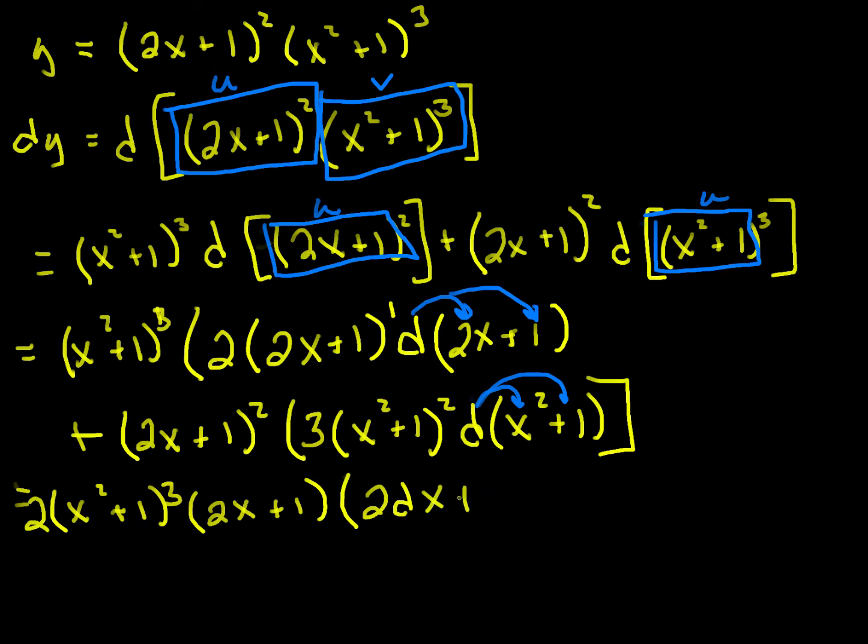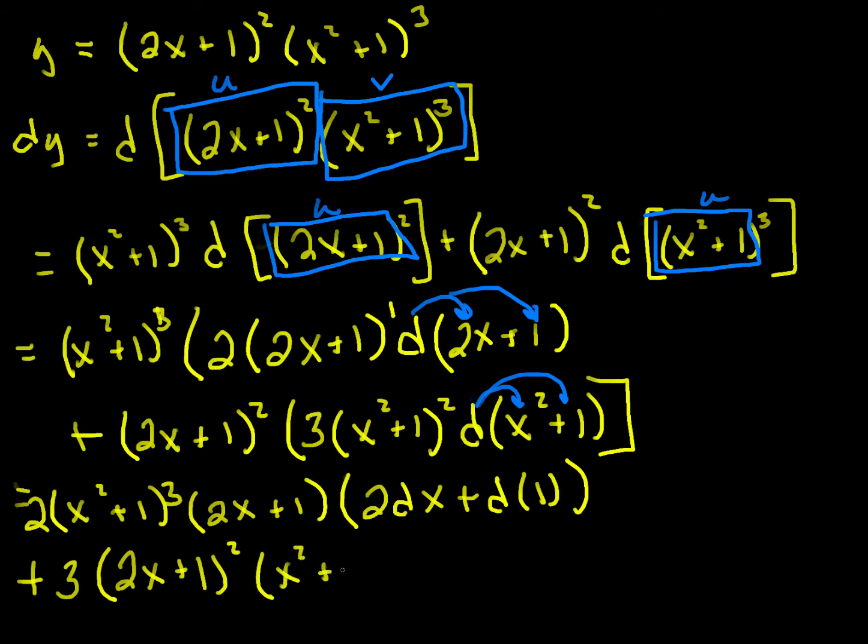And I'll write it again, but I'll probably eventually stop writing this because we should know that the differential of a constant is 0. So anyways, then here I'm going to write, so it's plus, and again I'll bring this 3 in front just to make it neat, 2x plus 1 quantity squared times x squared plus 1 quantity squared. And this becomes just d of x squared. Where'd the d1 go? Well, it's 0.